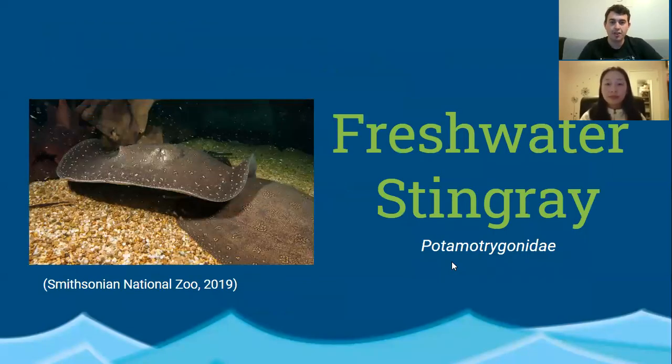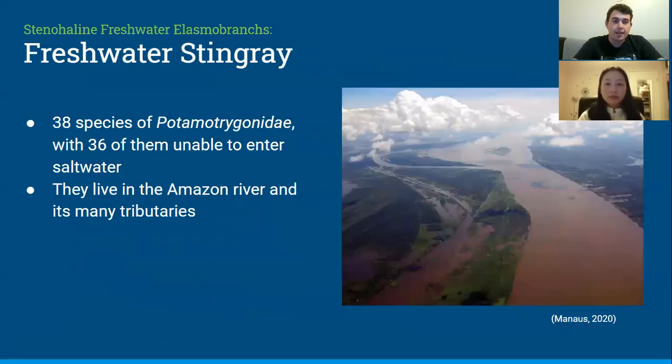And now we're moving on to our only stenohaline freshwater representative, which is the Potamotrygonid rays. So there are 38 species of Potamotrygonid rays, with 36 of them unable to enter salt water because they have adapted that much to the freshwater environment. And they live in the Amazon River and its many tributaries.